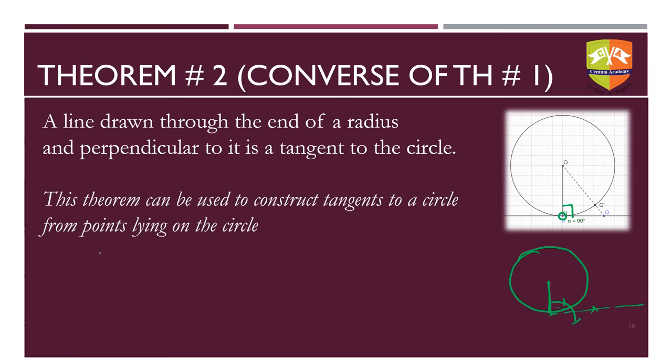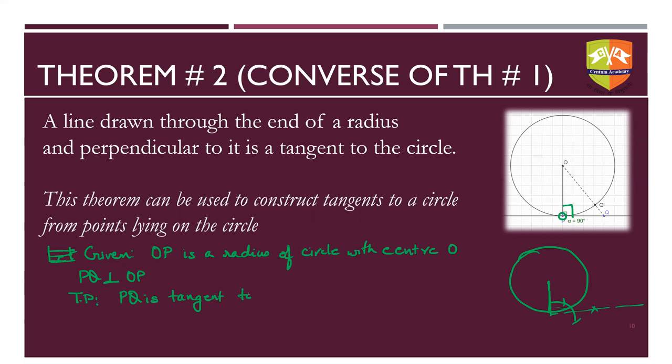Isn't it? So what can you say? First write all the basic things. What is given? OP is a radius of the circle with center O. And it is given that PQ is perpendicular to OP. To prove, I'm writing in short, you don't write it. You have to prove that PQ is tangent to the circle.